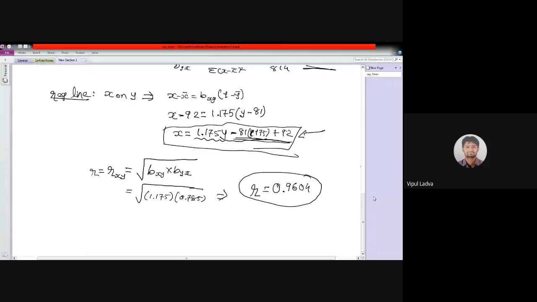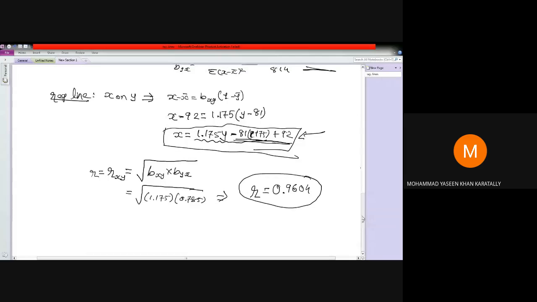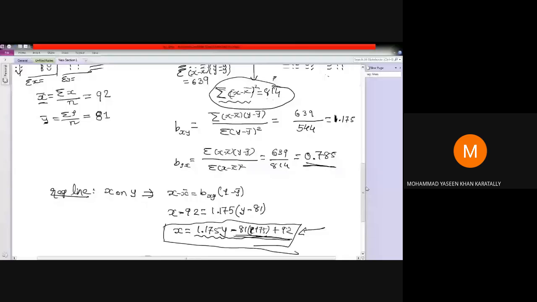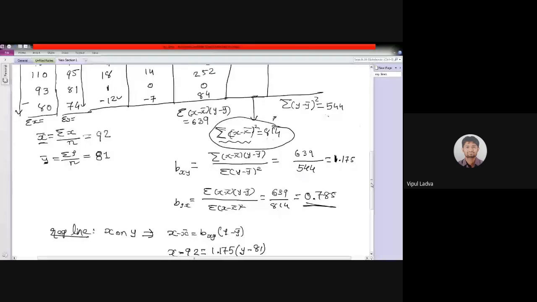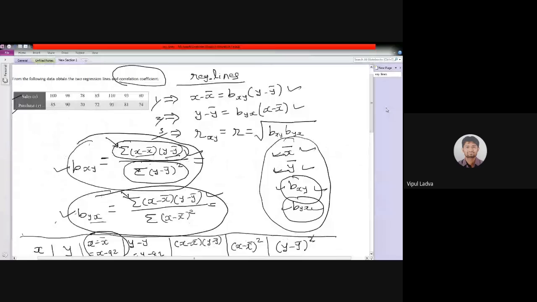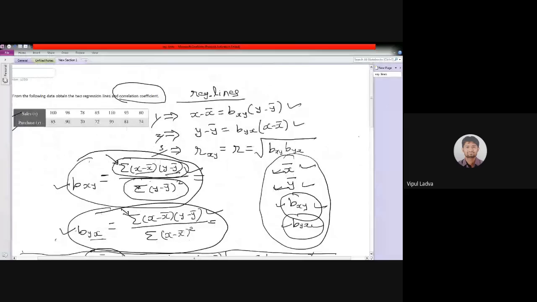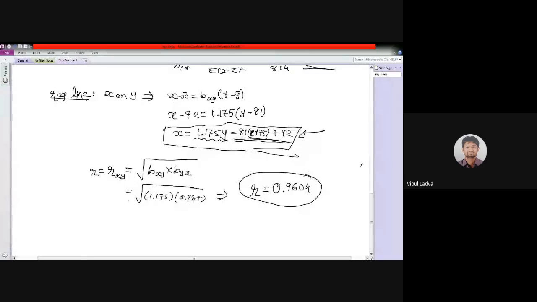Sir, to identify the regression line, either x on y or y on x, if ever we get such a question, can we start anywhere? In that particular situation, you have to start with one of the assumptions.